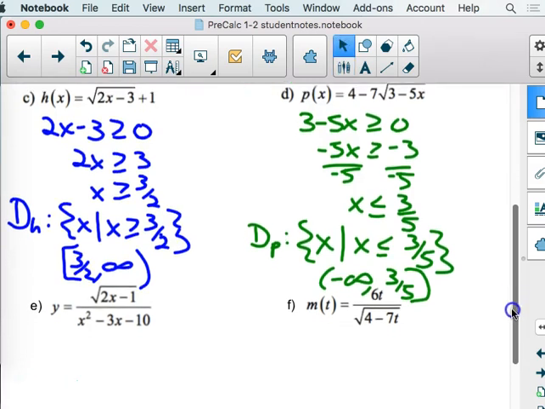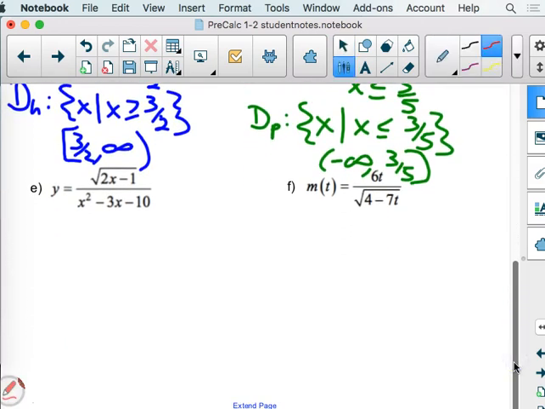Alrighty, let's look at E. Oh boy, that's the mother load of domain issues right there. Not only do we have a square root, we also have a denominator. So, let's go after the numerator first. Can be 0, can be positive. 2x greater than or equal to 1, x greater than or equal to 1/2. All right, that's not a big deal. So let's try and factor that denominator and see what happens.